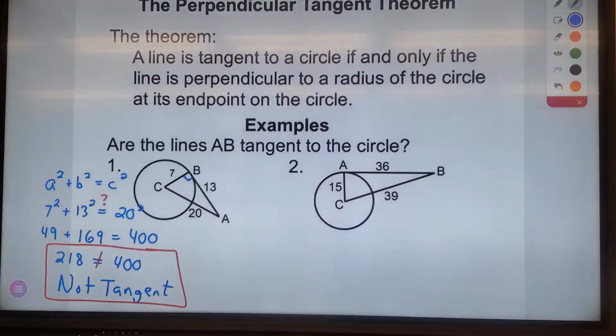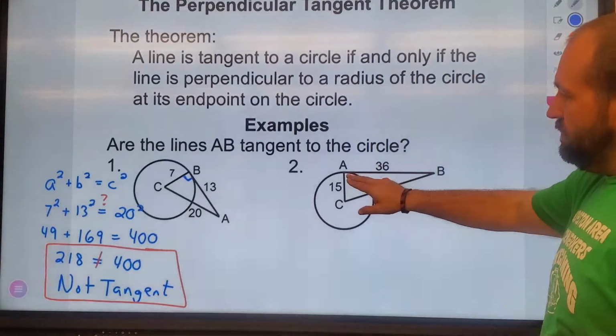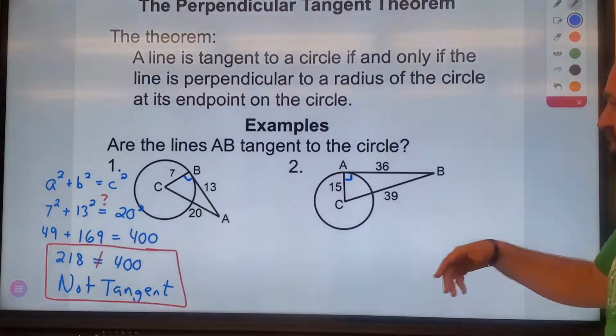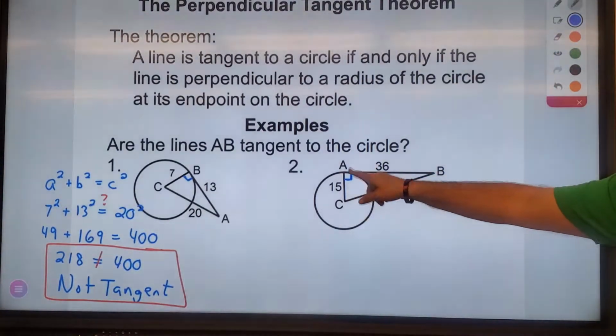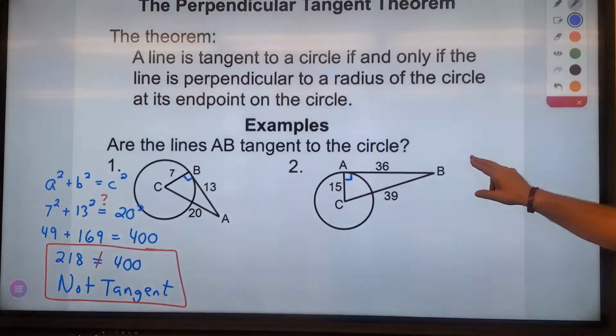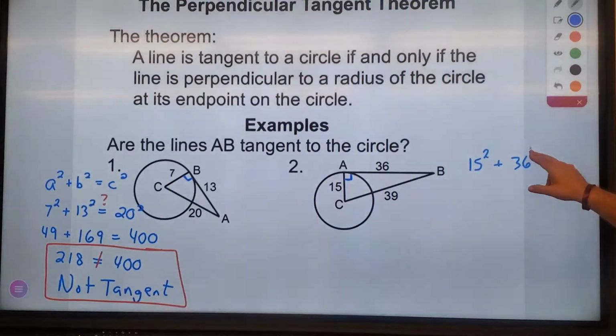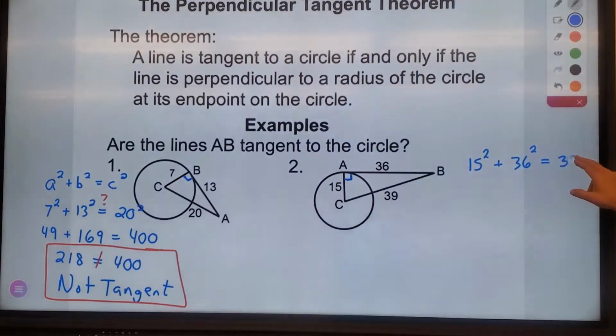Okay. Number two, in a similar fashion, what this theorem is saying is that if line AB is tangent to circle C, then at the point of tangency, or at point A, there has to be a 90-degree angle. So we need my right angle here. Again, I'm going to use the Pythagorean theorem. This line and this line are now my legs. So 15 squared plus 36 squared should equal 39 squared if line AB is in fact tangent to circle C.